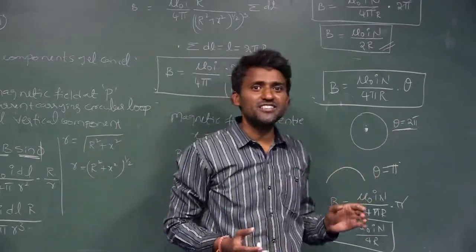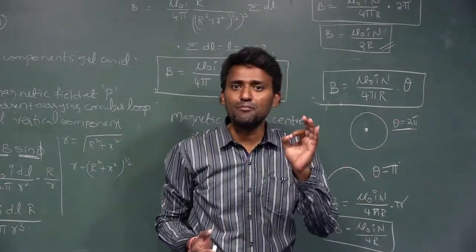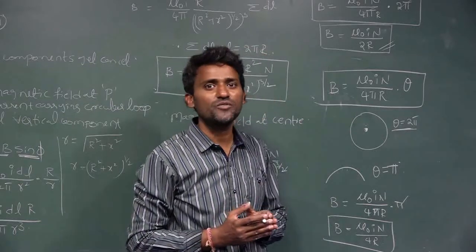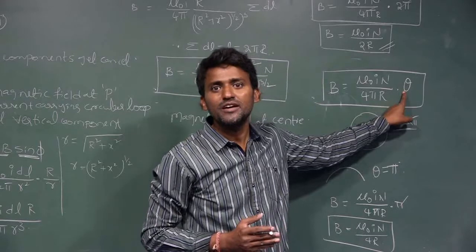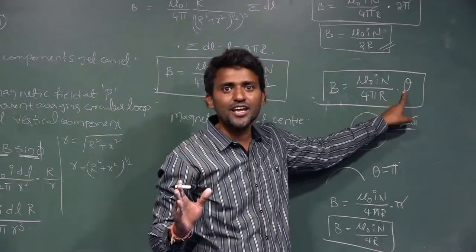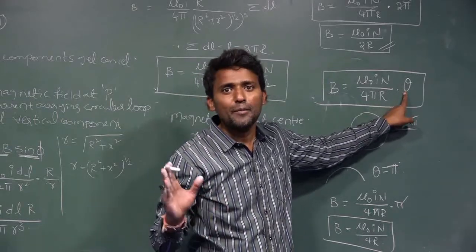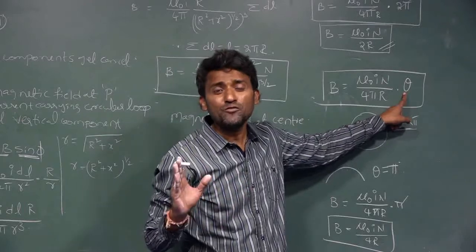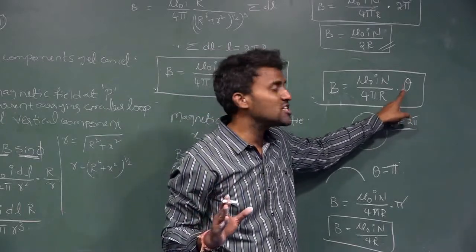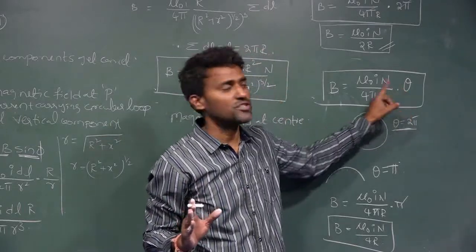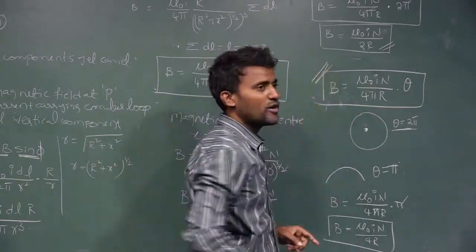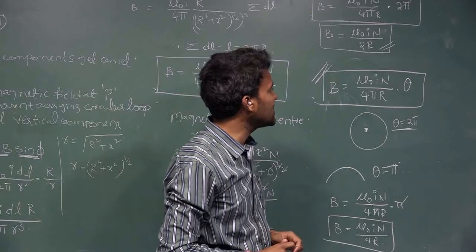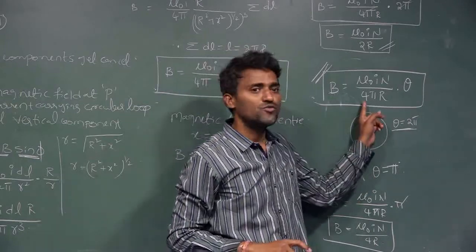So when they give it is at the center of the complete circle, theta is equal to 2 pi, you have to substitute. For the semicircle, theta is equal to pi, you have to substitute. For 1 by 4th of the circle, theta is equal to pi by 2, you have to substitute. This formula you should not forget. This formula is very important. B is equal to mu naught I into theta divided by 4 pi r.